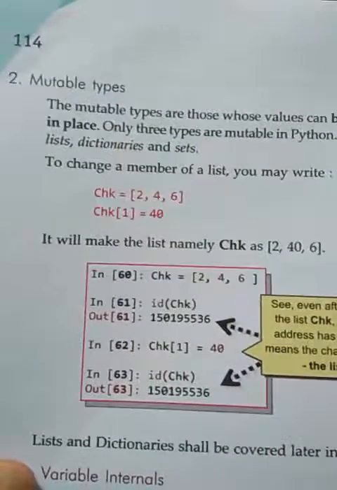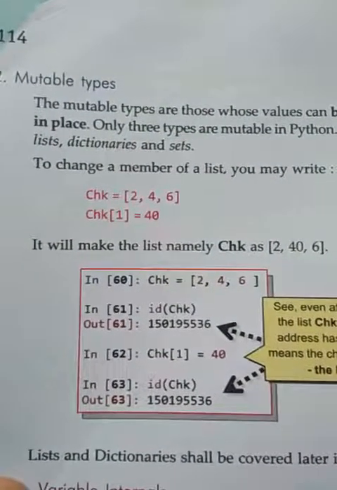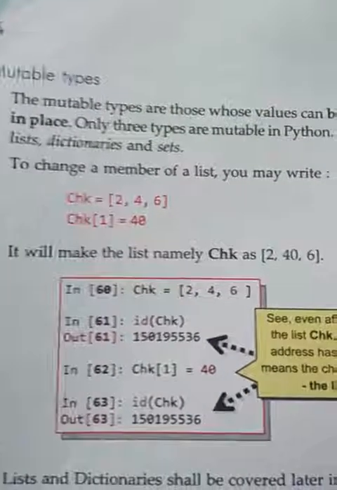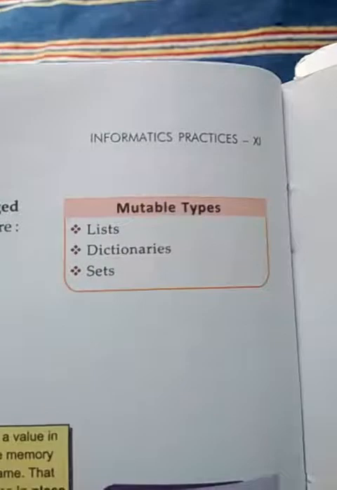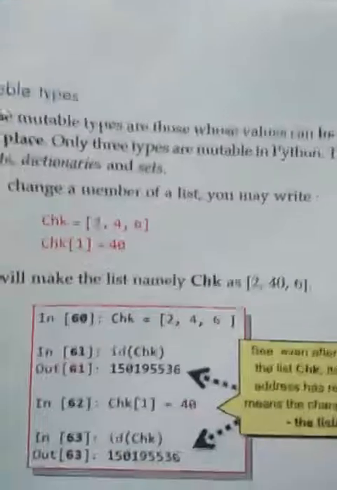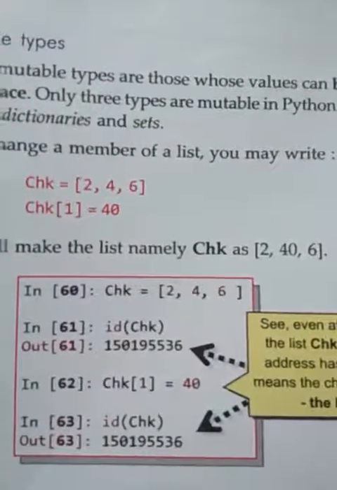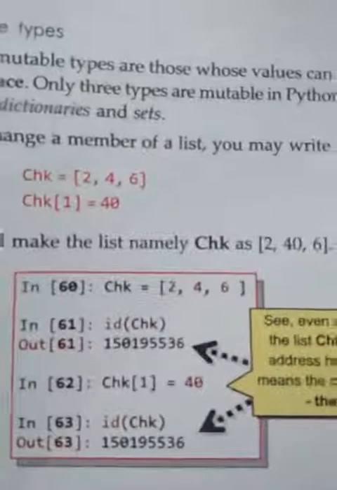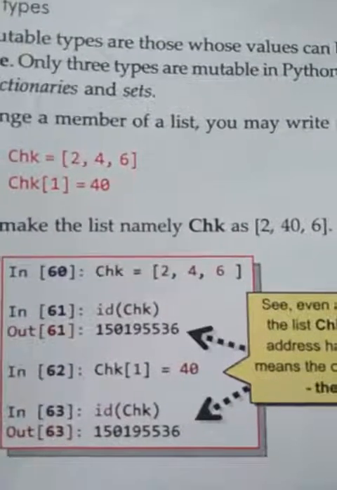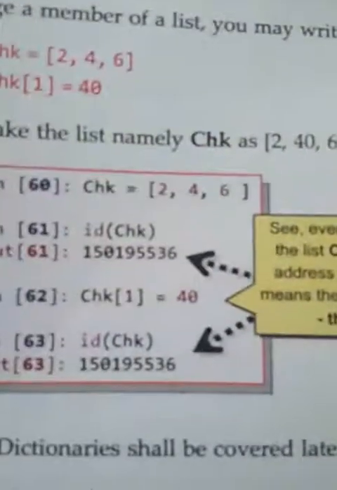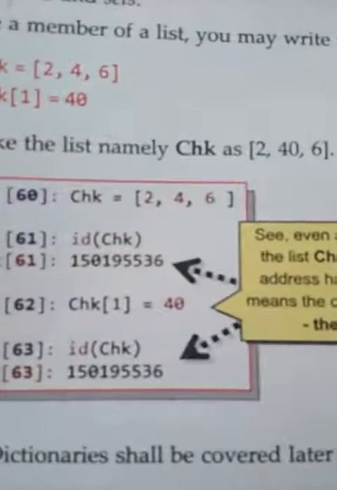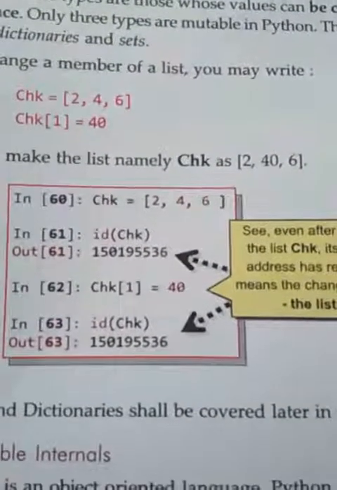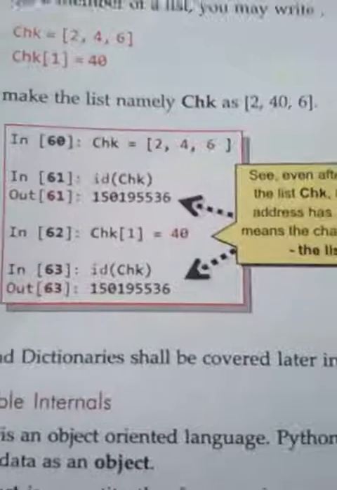Now comes the mutable data type. In the case of mutable data types, the value will be changed at the current location. So here this is the list. Mutable data types are the list, dictionary and sets. So there is the list, the values are 2, 4, 6 and we are changing the value of chk[1]. So in place of 4 the value will be 40. First we are checking the id of chk, which will represent 150195536, and after the change the address is also the same.